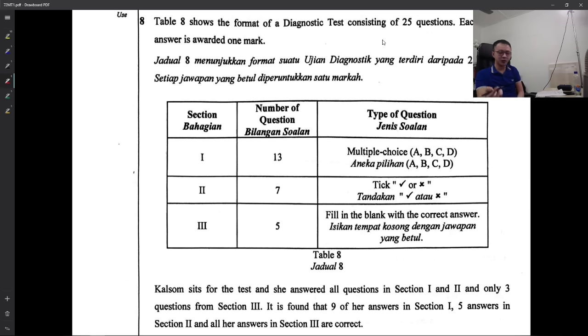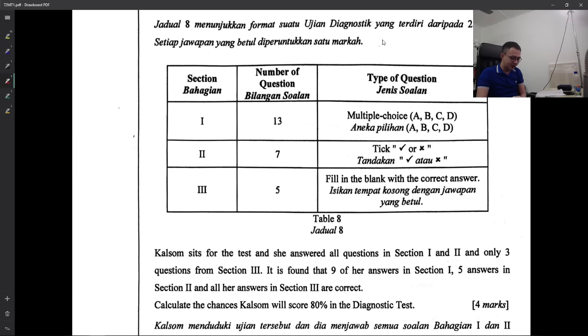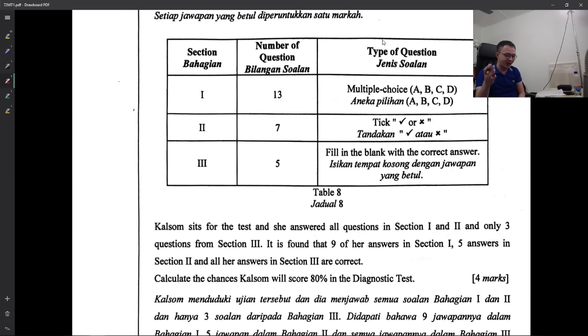Section 2 is correct or wrong. So it's simple. And section 3 is filling the blank with the correct answer. So Kaosam will sit for the test and she answered all the questions in section 1, section 2, and 3 questions from section 3. So he answered all here, and answered all here, and answered 3 questions over here.